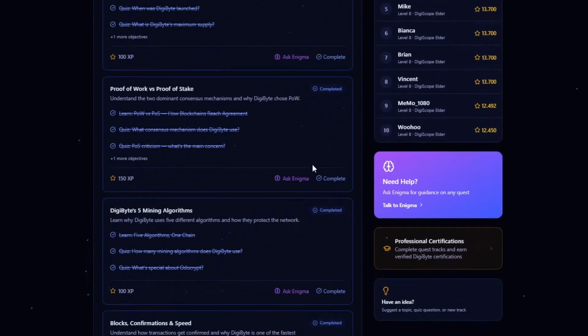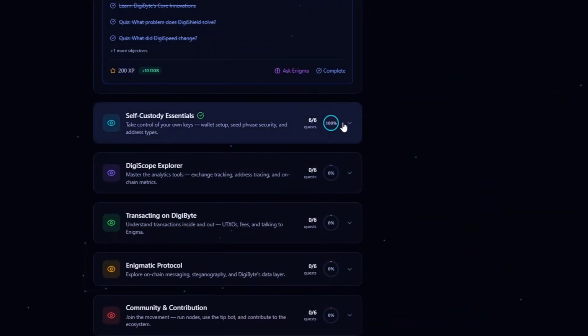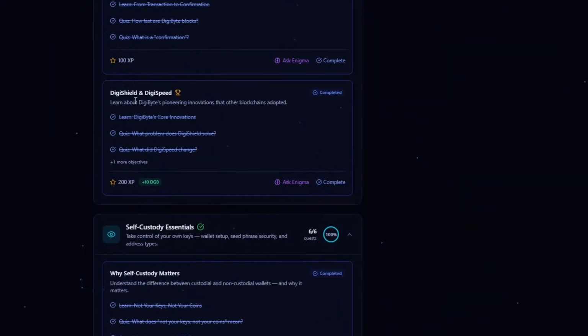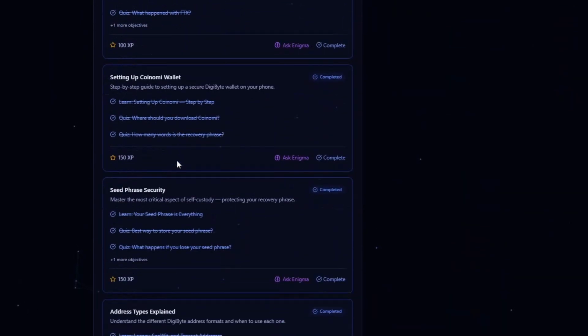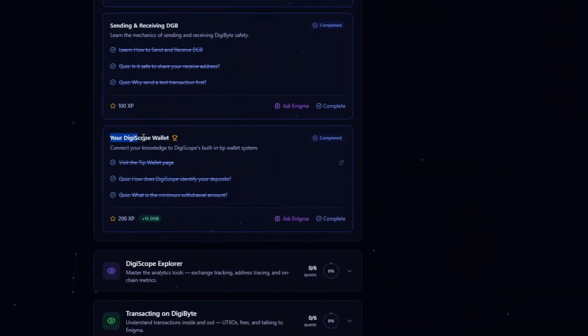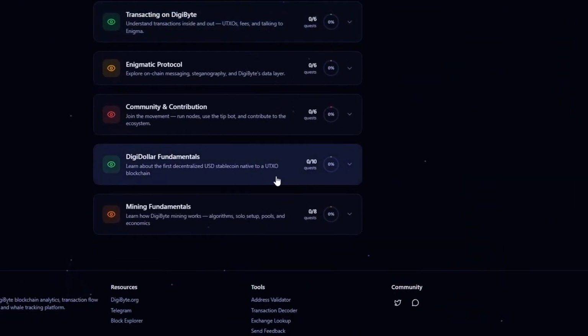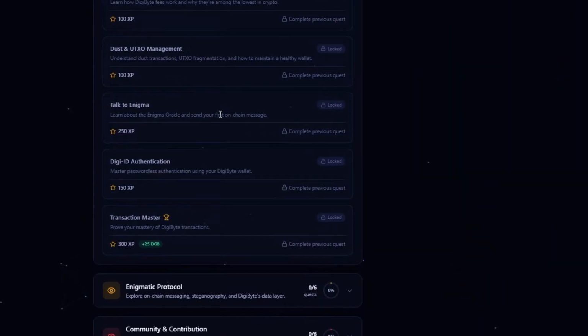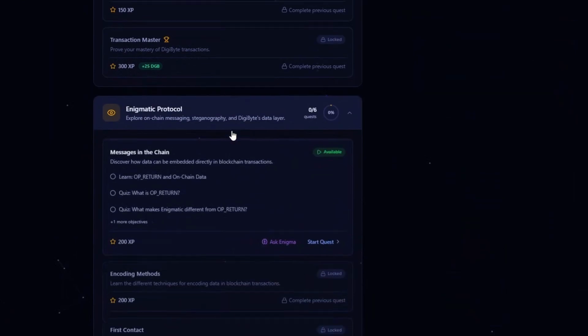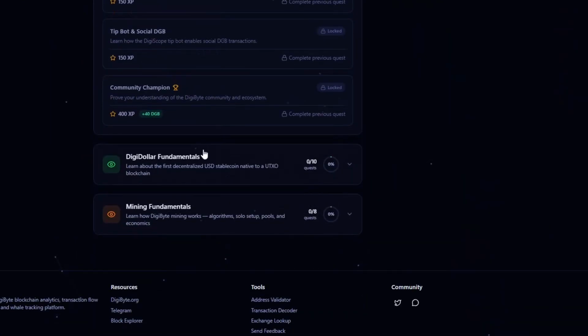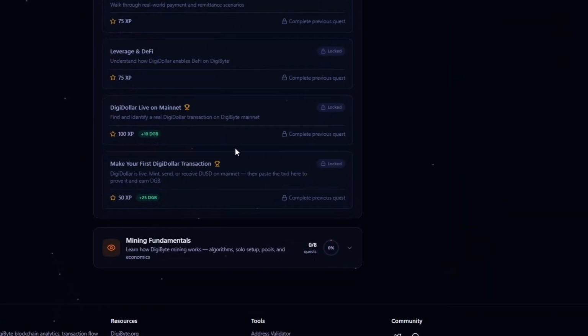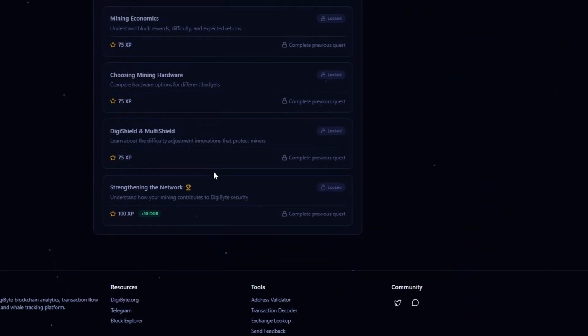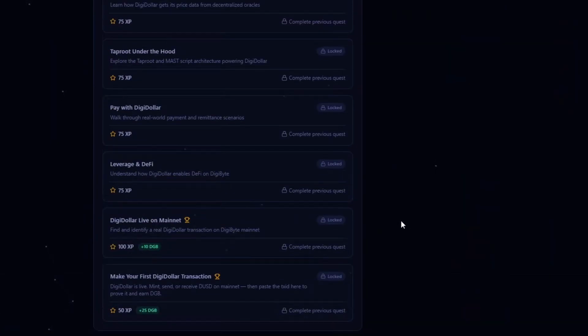You can see here all of these have been completed by me, and you can see that for the last, like DigiShield and DigiSpeed, I have received 10 digibytes. So going further down, you can see that for my Digiscope wallet, I've also returned 15 digibyte. And as you can see, I've got a lot more quests to explore. This one will give me 20 digibytes. This one will give me 25 digibytes, and so on to really get you learning and earning into the DigiByte community and become a valuable community member.